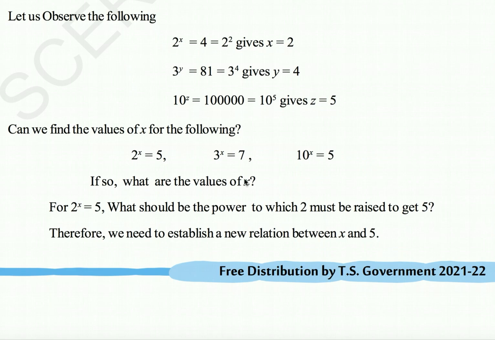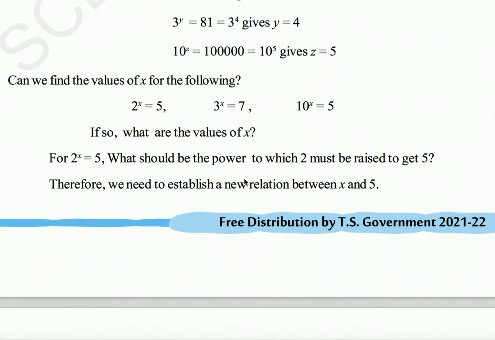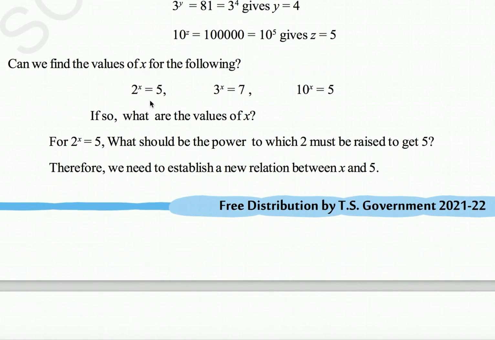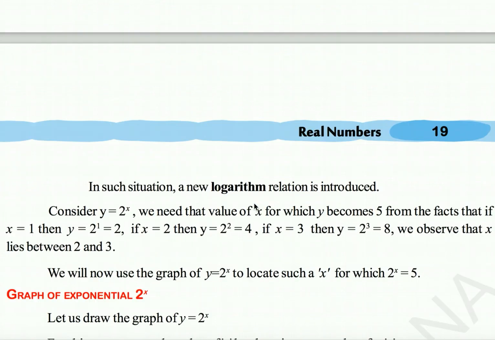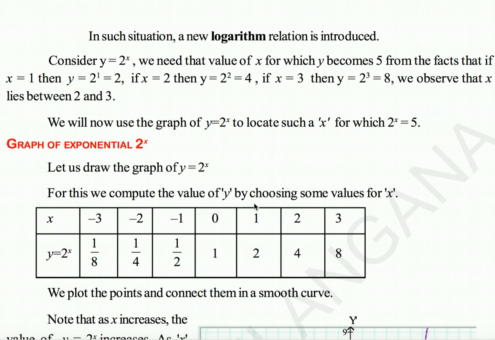Can we find the values of x for the following? This is quite tricky, right? 2 power x equal to 5. This cannot be expressed in terms of the powers of 2. 3 power x is 7, 10 power x is 5. If so, what are the values of x? For 2 power x equal to 5, what should be the power to which 2 must be raised to get 5? Therefore, we need to establish a new relation between x and 5. This is pretty interesting and important.